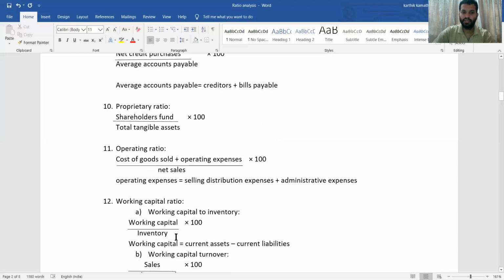Next is working capital ratio, the working capital to inventory ratio.